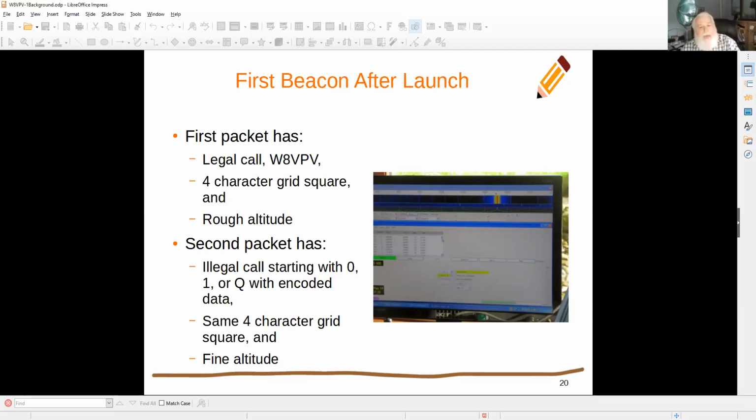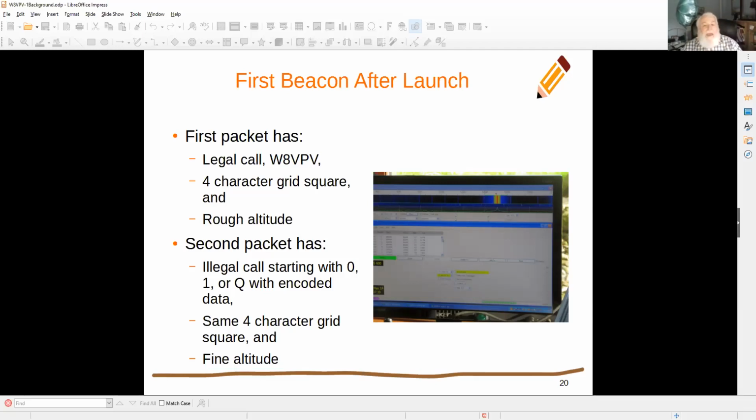Then in the second packet, where the call sign is, there will be an illegal call sign that starts with either a 0, a 1, or a Q. There are no legal call signs in the entire world that start with a 0, a 1, or a Q. And so we use this to indicate that this is a balloon telemetry packet.